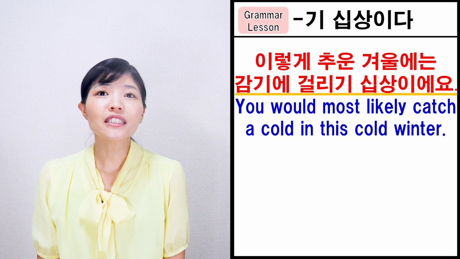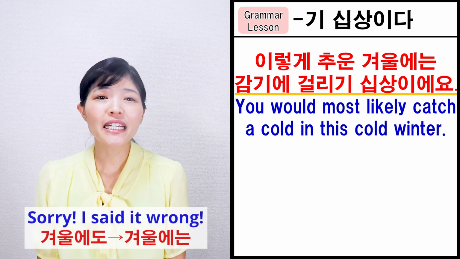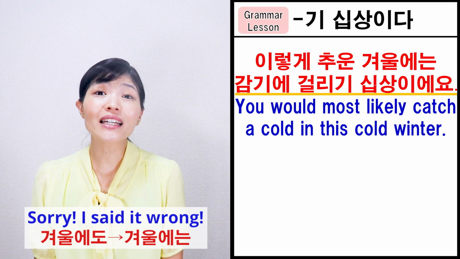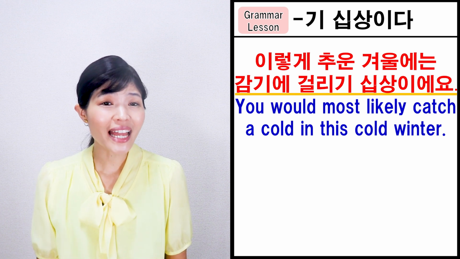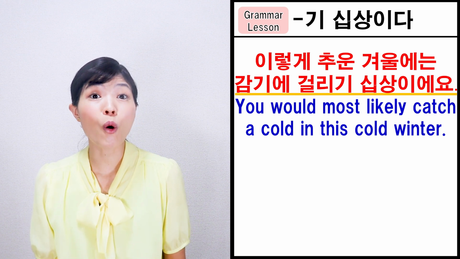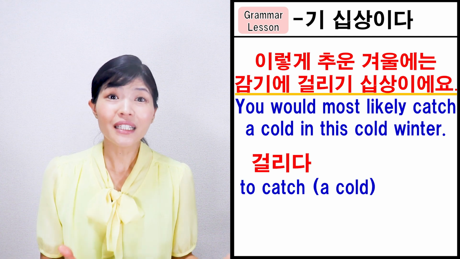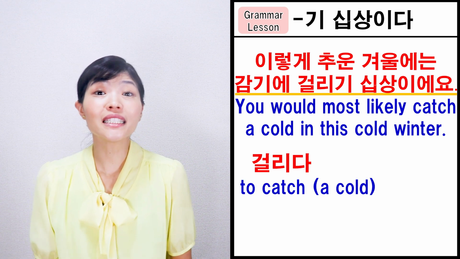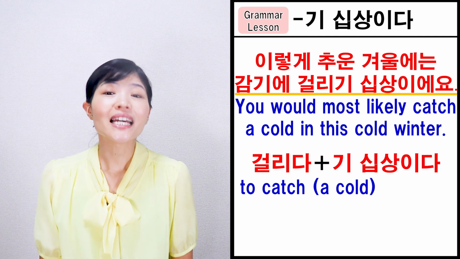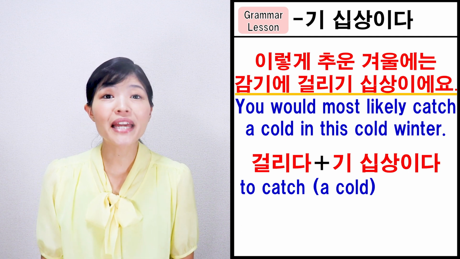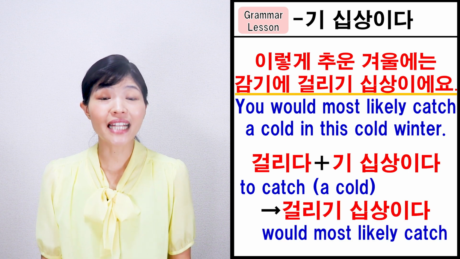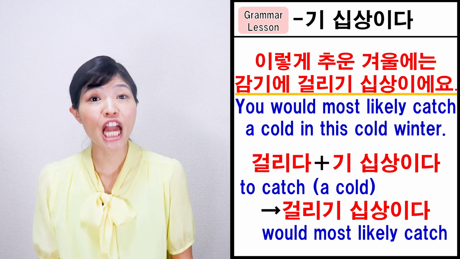Then let's read the sample sentence to see what will likely happen. 이렇게 추운 겨울에도 감기에 걸리기 십상이에요. You would most likely catch a cold in this cold winter. Here, 걸리다, to catch a cold, is a verb. And you add 기 십상이다 to make 걸리기 십상이다, would most likely catch.